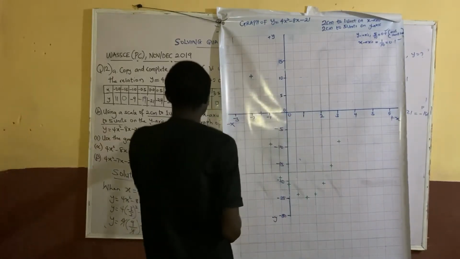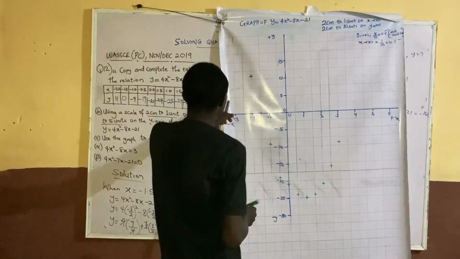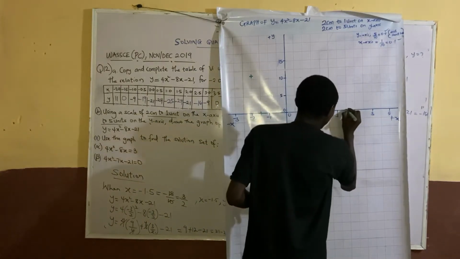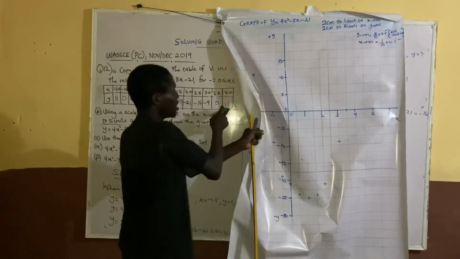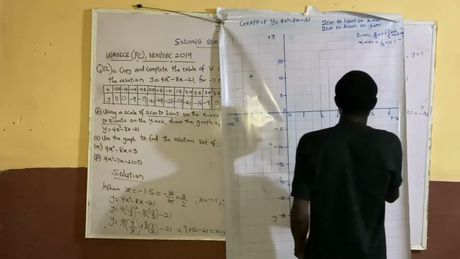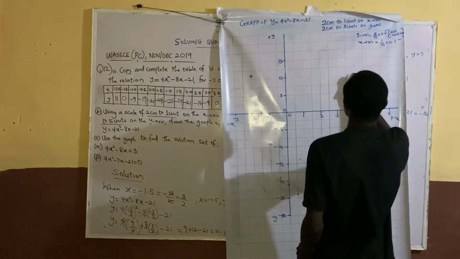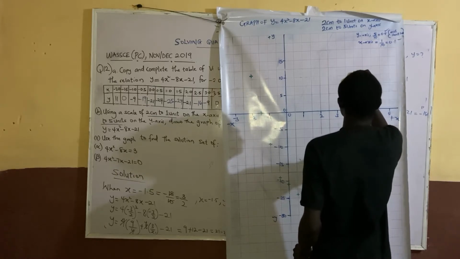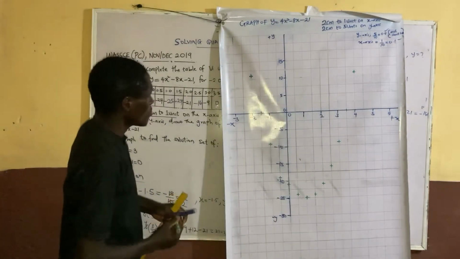So the last, okay, 3.5. This is 3.5. It is exactly on this one, minus 9. So the last one is 4.0, 11. This is 11 here. So that's that. These are our points for the curve.